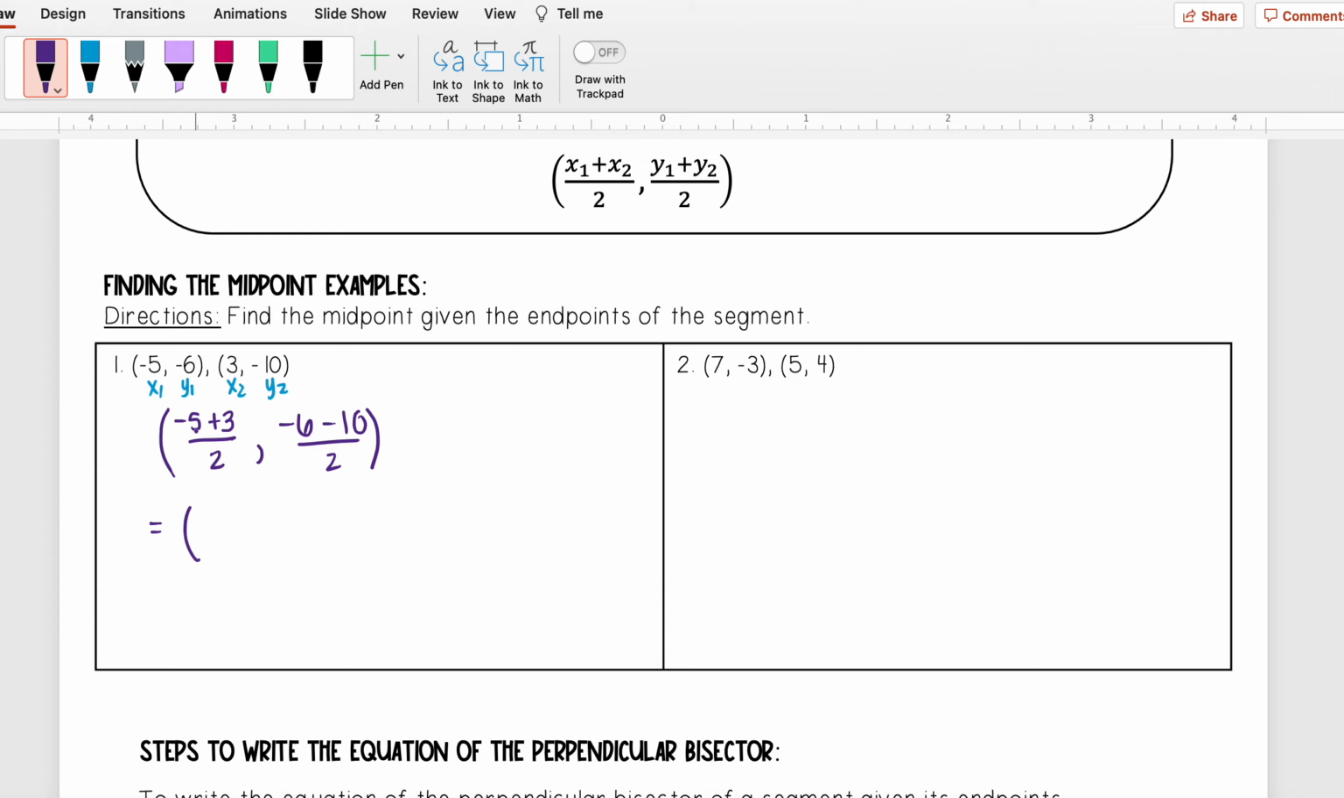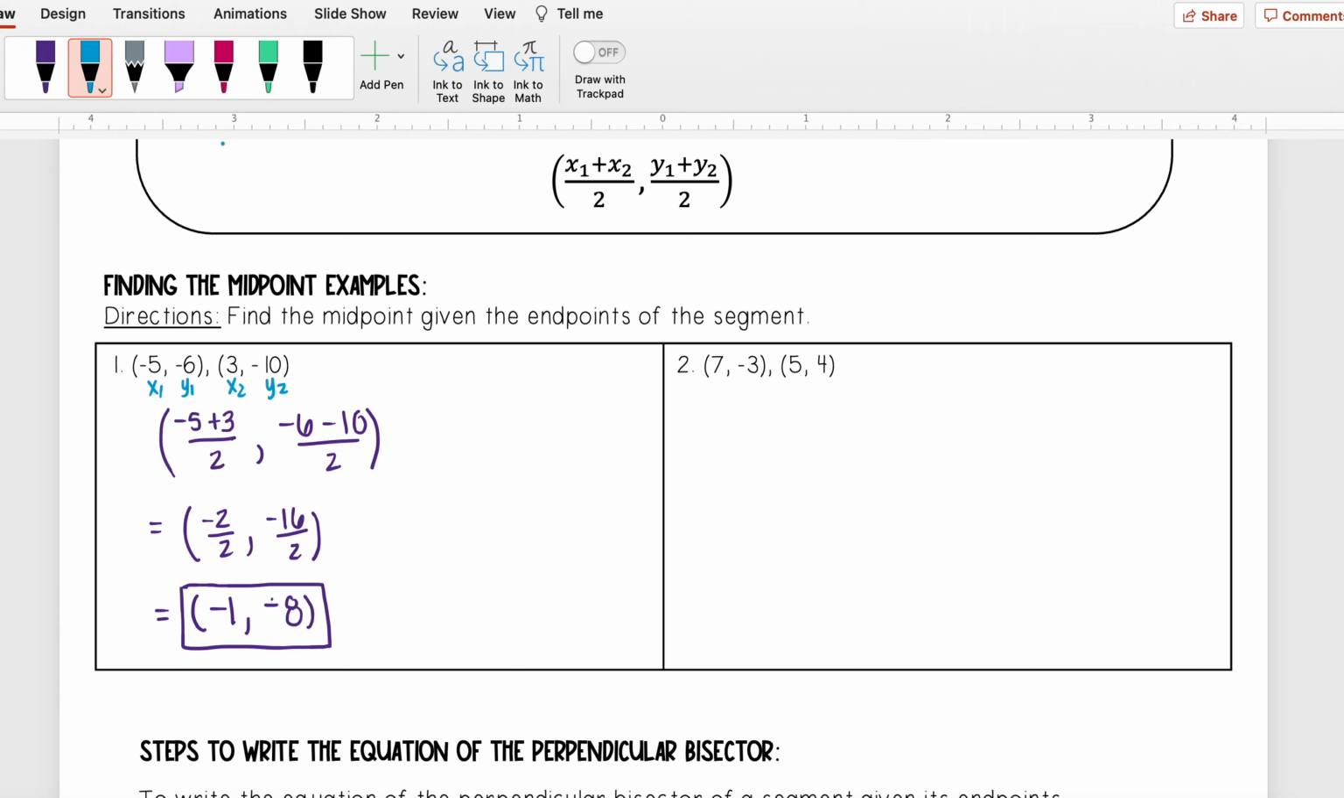And then when I simplify this out, -5 plus 3, I get -2 over 2. -6 minus 10, I get -16 over 2. -2 divided by 2, I get -1. -16 divided by 2, I get -8. So my midpoint here is -1, -8. Okay, let's try another one.